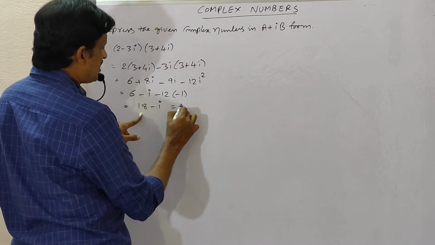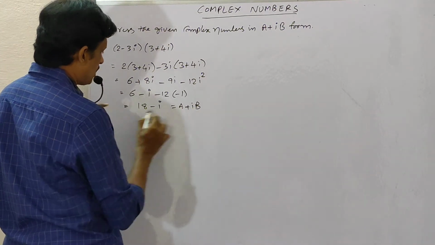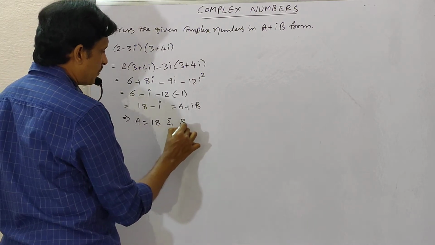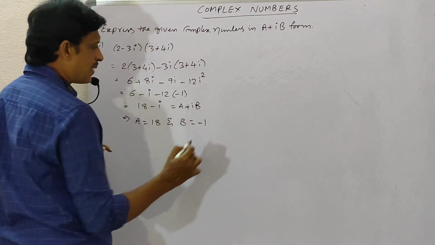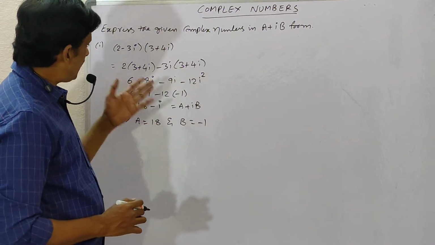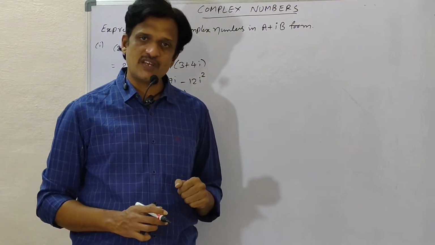Here it is in the form of a plus ib, where the real part a is equal to 18 and the imaginary part b is equal to minus 1. That is why it is minus 1 into i, minus i, we got. So like this you can write the given number in the form of a plus ib.